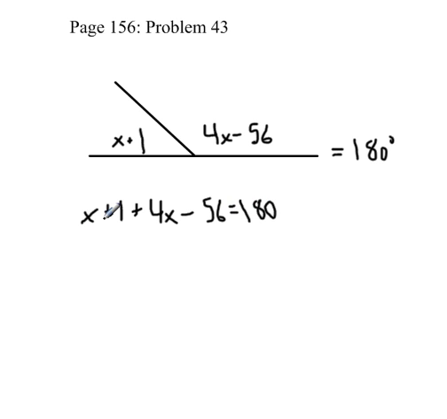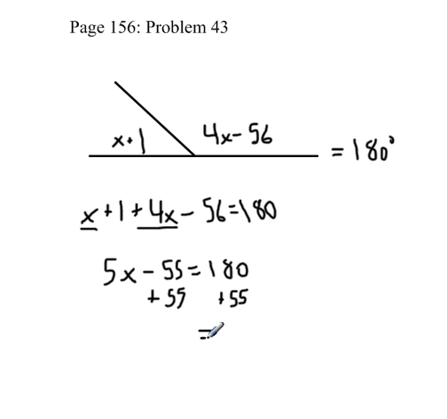Use the solution steps that you know. You have x plus 4x, combine like terms to 5x. You have 1 minus 56 remaining, so minus 55. And then the right side you have nothing to do, equals 180. Since that's minus 55, add 55 to both sides. So now these cancel, so you have 5x on the left. 180 plus 55 will give you 235. And then divide both sides by 5 to give you your x value.